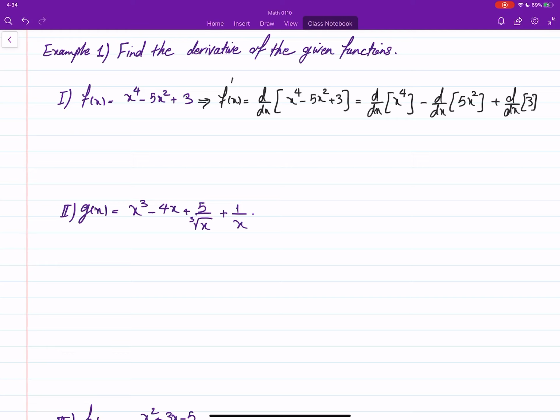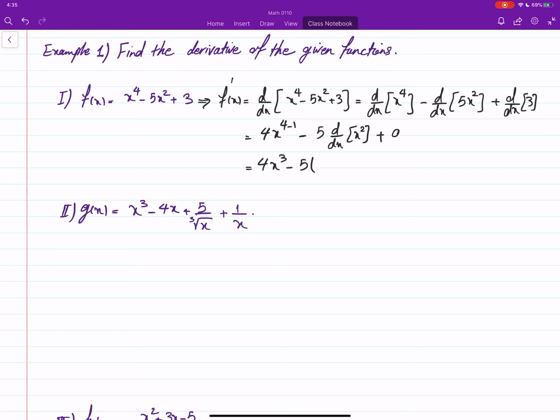And as a result, we have the derivative of the first one, x to the power 4. This is the power rule. This is 4x to the power 4 minus 1, minus. That 5 comes out, and we have the derivative of just x squared. Let me just leave it like that for now. And then the derivative of 3, the derivative of every constant. The constant rule says it is 0. 4x to the power 3 minus 5.